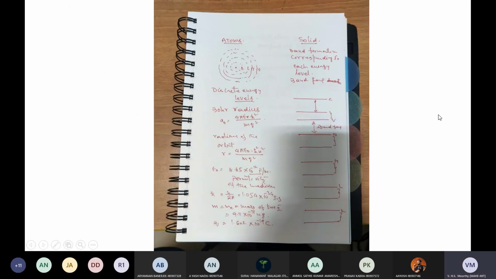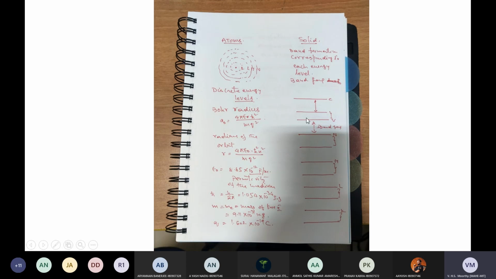Now what I'm trying to convey is that going from atoms to solid, the discrete energy levels are transformed into bands. What we are doing in nanoscience is going from solid to atom. So as the number of atoms decreases in a nanomaterial, what can we expect? First and foremost, the bandwidth.